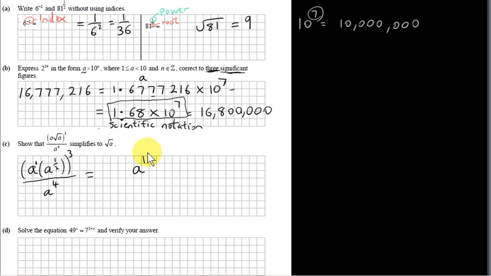So when we multiply a to the power of 1 by a to the power of a half, we get a to the power of 1 and a half. We just add the powers. We add 1 onto a half to get 1 and a half. And this thing is raised to the power of 3. I haven't taken care of the power outside yet.